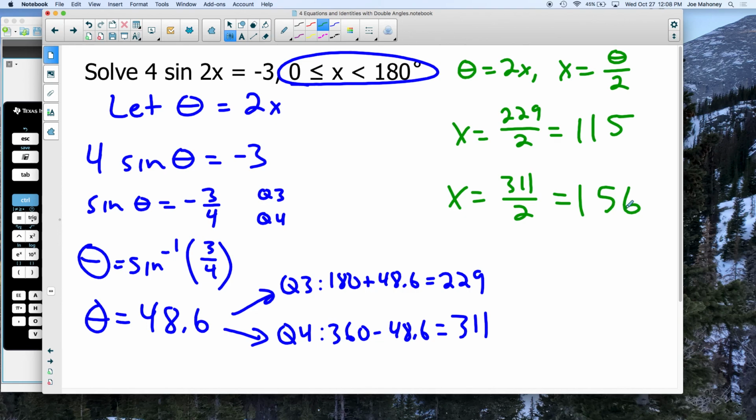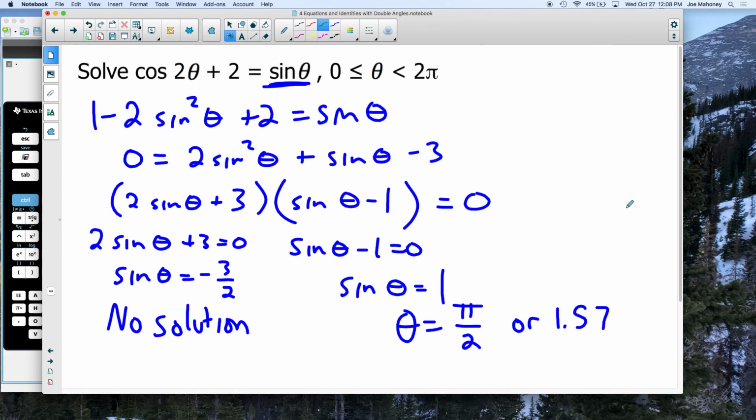So that's a strategy that you might want to use when you're solving for a double angle using sine. If you're solving a double angle using cosine, though, you can just make the appropriate substitution.